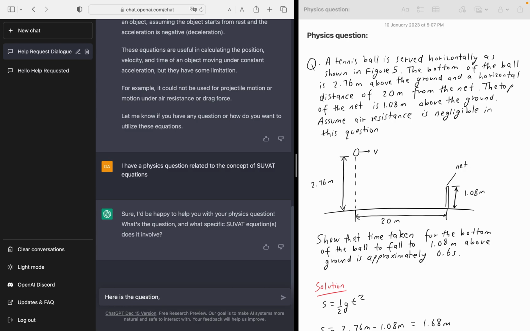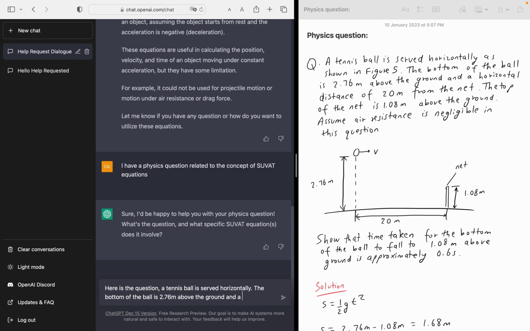Here's the question. I'm going to read it to you as well. For those who study physics, I think you'll be able to solve this type of question, and you can also give it a try. A tennis ball is served horizontally as shown in the diagram. We don't need to mention that it's served horizontally since the AI doesn't read diagrams yet. The bottom of the ball is 2.76 meters above the ground.